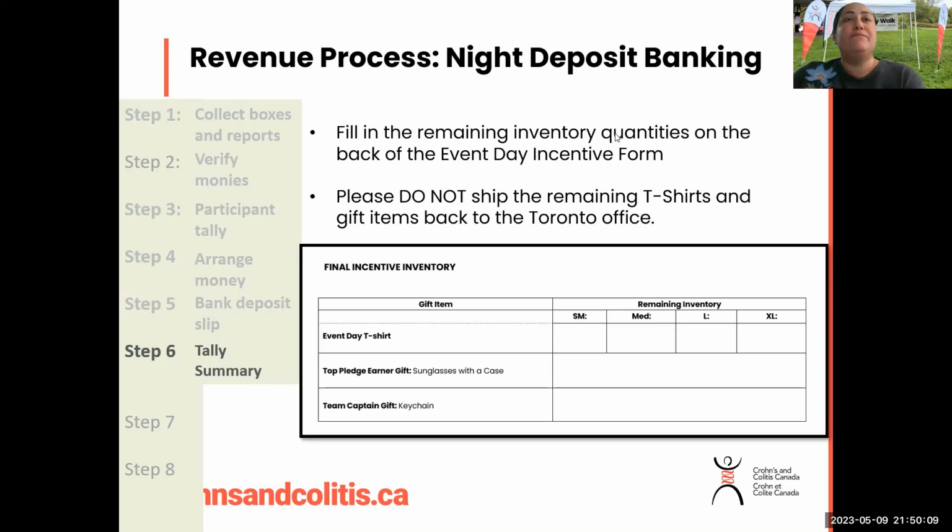So when you are done with the money counting part, you can fill in the remaining inventory quantities and then enter it here. And please don't ship the remaining t-shirts and gift items back to us. Your staff partner will give you directions in terms of what to do with the remaining items.